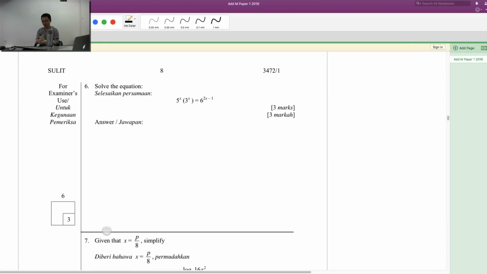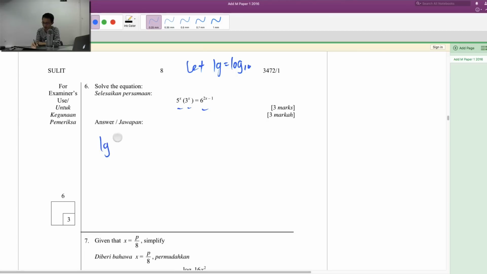Okay, this is indices. And I don't think this is indices. When I see this thing, I guess it's a log, because 5, 3 and 6 have no relation. So in this kind of case with no relation, I will not waste time trying to change them into something power of 5 or power of 3. So what I will do is just use log for the whole question. So let me let lg stand for log base 10, because I just want to save some time.